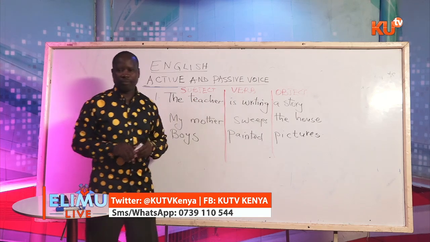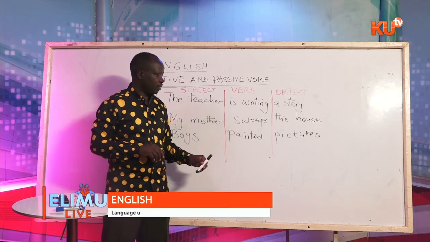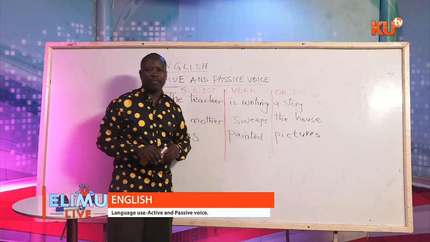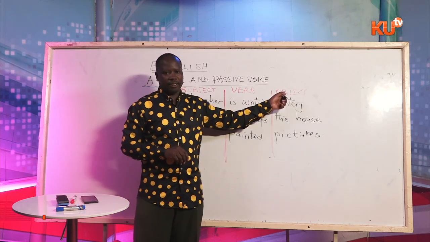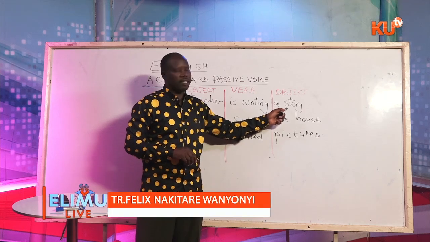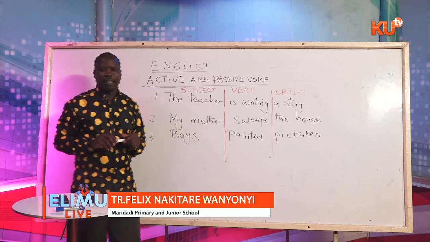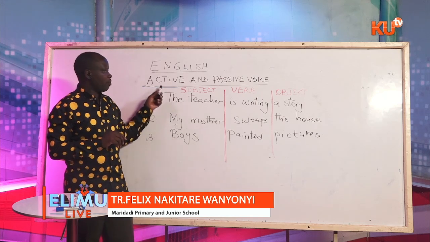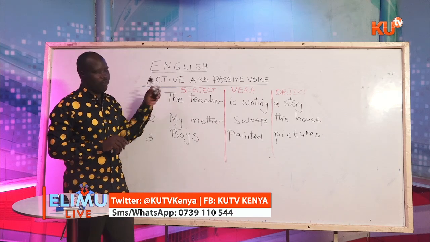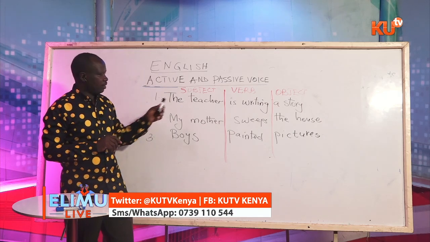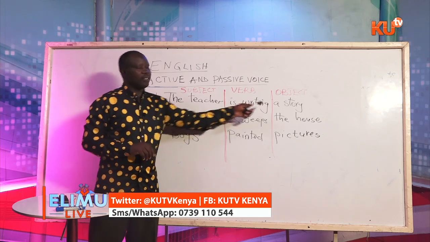Action is our verb. So the verb is the action that we have in the sentence, like writing, sweeps, or painted. That is the action. Then object in our sentence refers to the receiver of the action. So up to there, I'm very sure we are now able to write an active sentence or an active voice. Remember, it starts with subject, followed by verb, and then object.